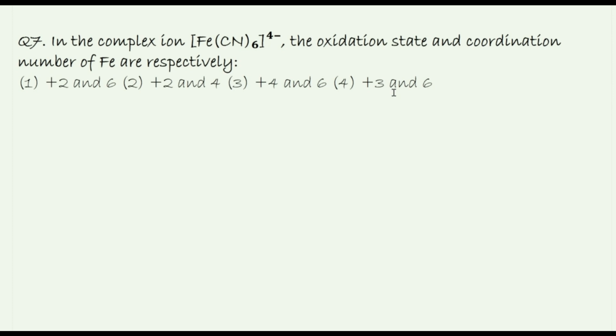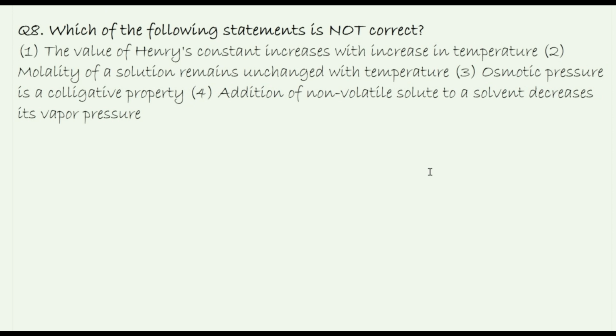Let's see this question: in the complex of iron cyanide, the oxidation state and the coordination number. Very, very, very simple question. By seeing the question itself, you can tell me the answer. Come on. Post it in the comment. Quick, quick, quick. 1, 2, 3, 4, 5, 6, 7, 8, 9, 10. Time up. Only 10 seconds to solve this type of questions. Of course, iron oxidation state is +2. So either A or B. So what about the coordination number? It's 6. So simple, right? It will take only 10 seconds to answer this type of questions.